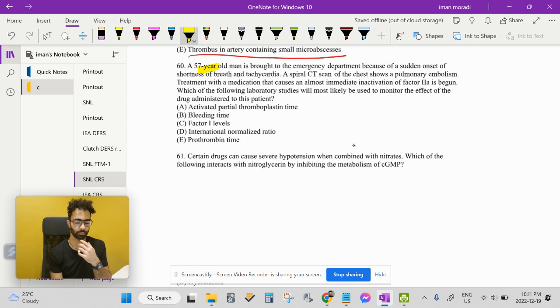Question 60 is a 57-year-old man with sudden shortness of breath and tachycardia. A CT scan of the chest shows a pulmonary embolism. Treatment is immediately begun with treatment that inhibits factor 2A. Factor 2 is thromboplastin, and 2A is thrombin, right? So 2A is activated, 2 is just thrombin. Is it thrombin or is it fibrin? I don't know, one of those two.